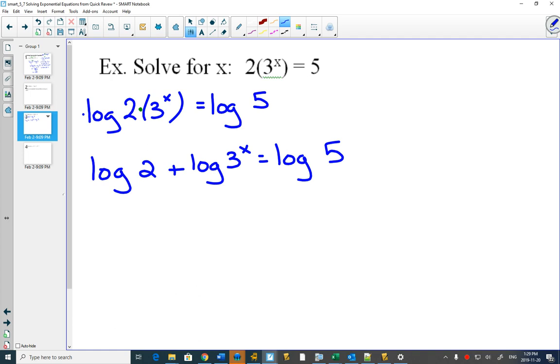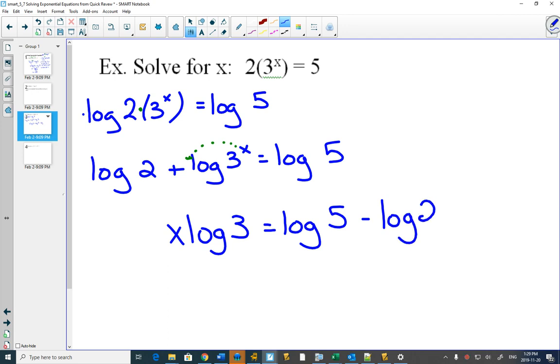And then I could bring this x out in front. So I'm going to do that. I'm also going to move the log 2 to the other side, because those are just numbers. If I want to get x by itself, I want x all by itself on one side. Log 3 is a number, so I can divide.